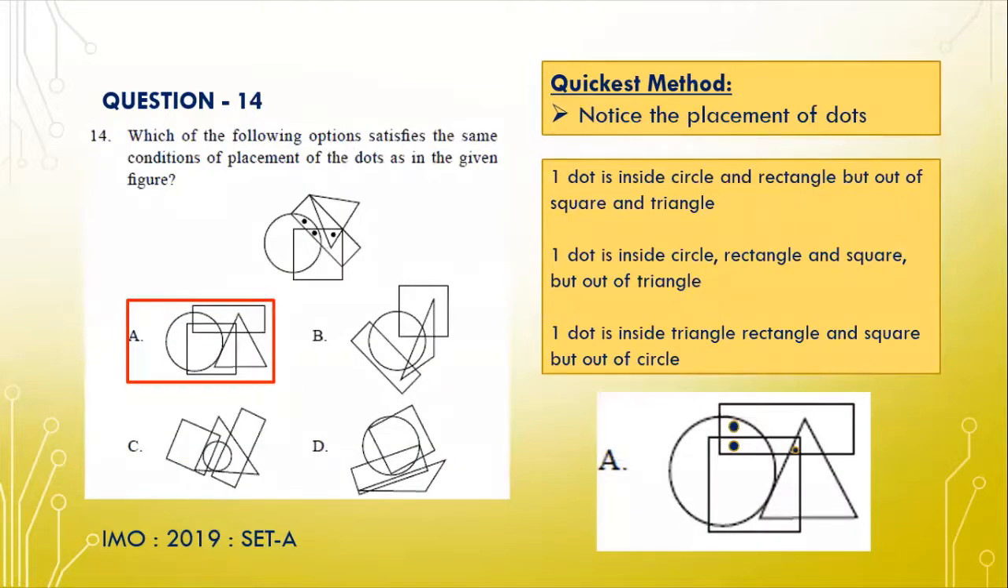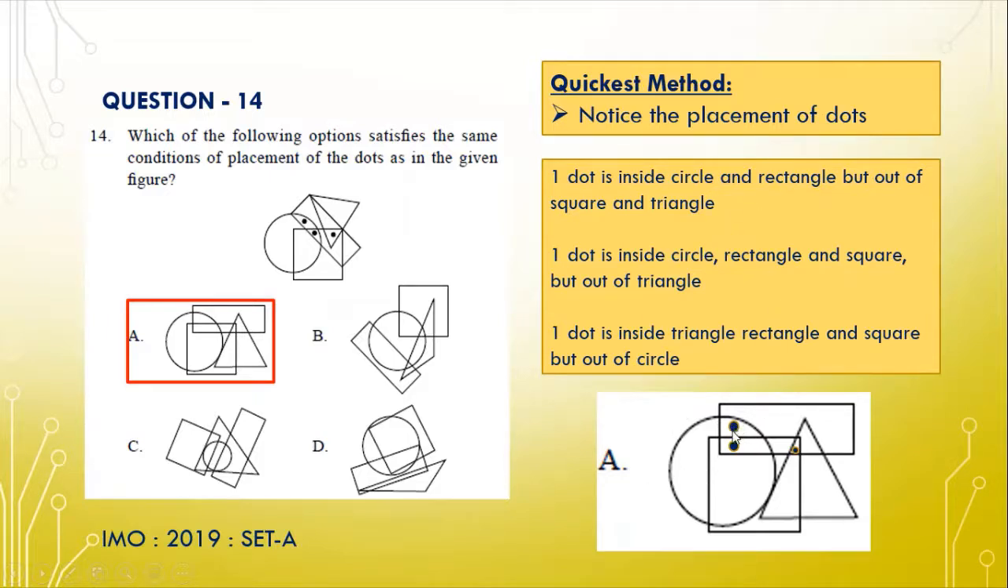Which of the following options satisfies the same conditions of placements of dots as in the given figure? So the first dot is inside the circle and rectangle, but it is out of the triangle and the square. The second dot is inside the circle, the rectangle, and the square, but it is out of the triangle. The third dot is inside the triangle, square, and rectangle, but it is out of the circle. So similarly, the first dot is inside the circle and rectangle.